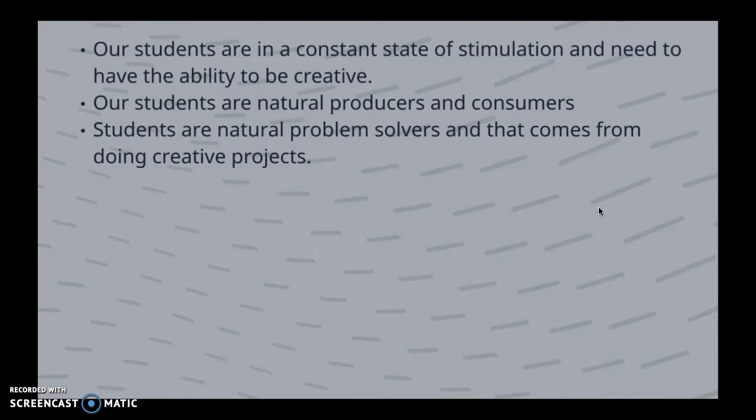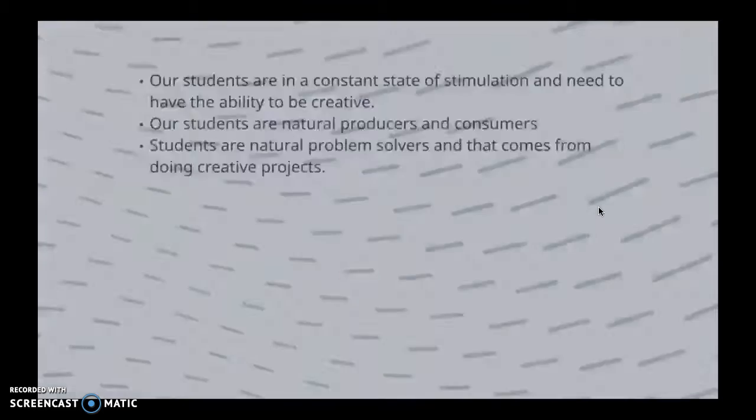So that's why I think standard 6A Creative Communicator is the best standard.